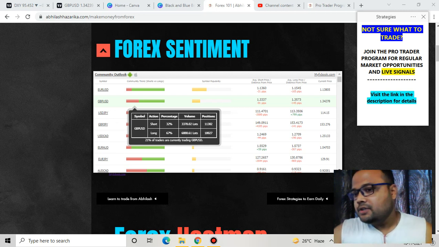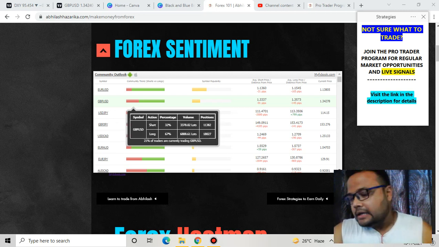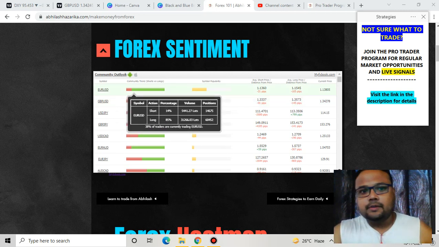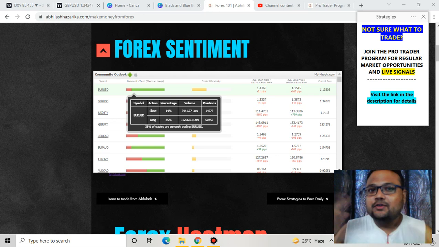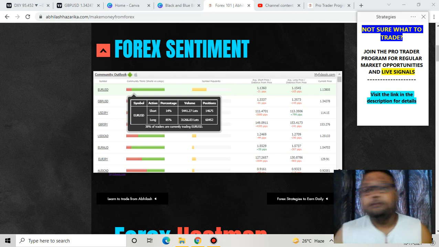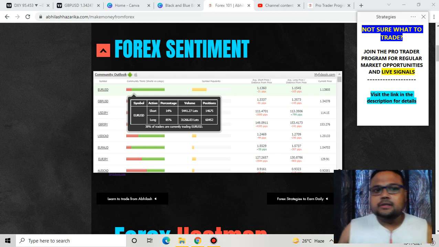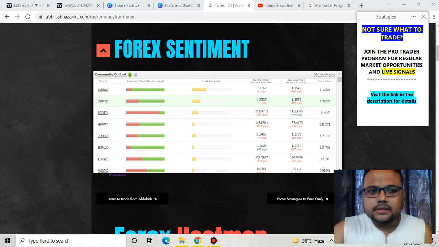At least the condition of GBP USD is quite better in comparison to Euro USD, because you can see that Euro USD has 85% traders in long position, and as we all know, Euro USD is standing at a 52 weeks low. So there is a pathetic condition going on in Euro USD, but the condition of GBP USD is quite better.